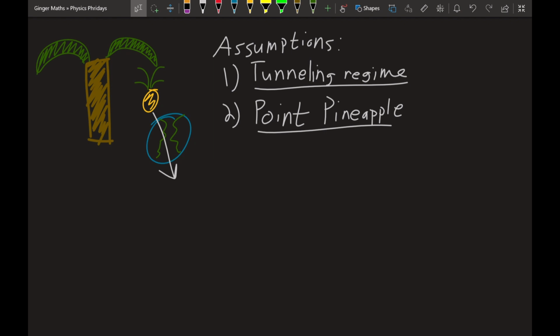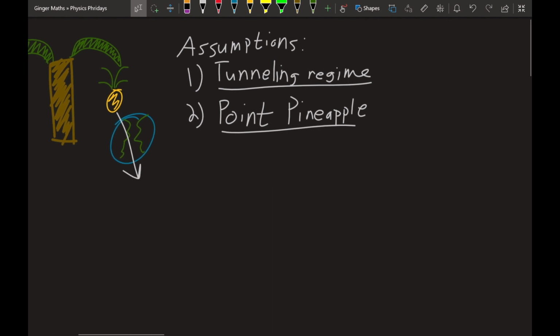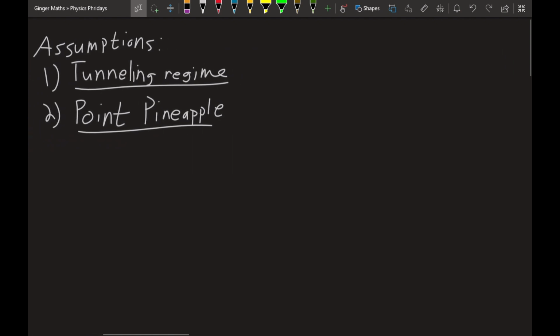So a few quick assumptions that we're going to be making is that we are within the tunneling regime, basically meaning that we can use the equation I'm about to write down, and also we're going to be assuming this is a point pineapple. Basically, instead of having a bunch of different atoms or molecules in the pineapple, it's just going to be a singular particle. A point pineapple. Has a nice ring to it. Alliteration. Anyway, going off of this first assumption, let's actually start some calculations, shall we?